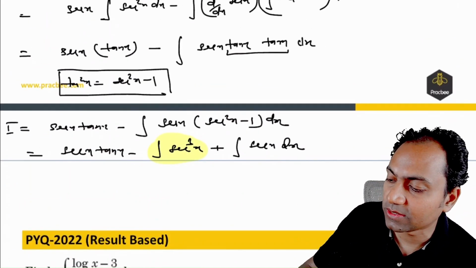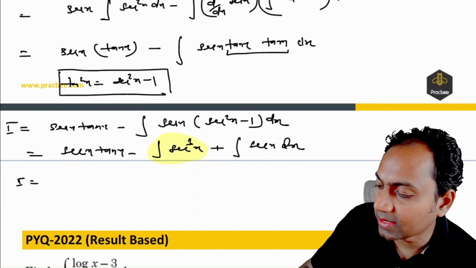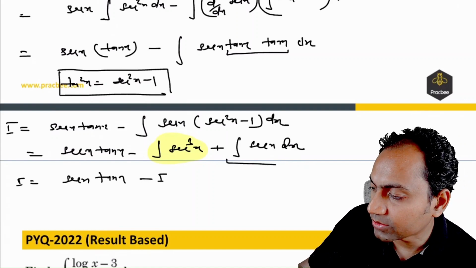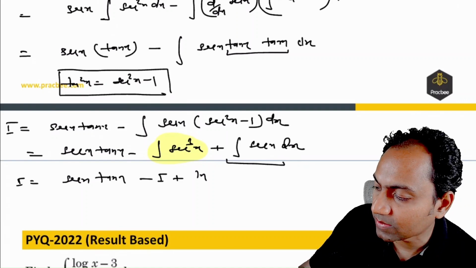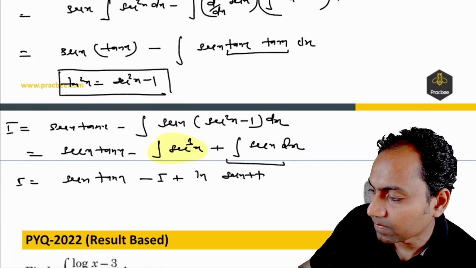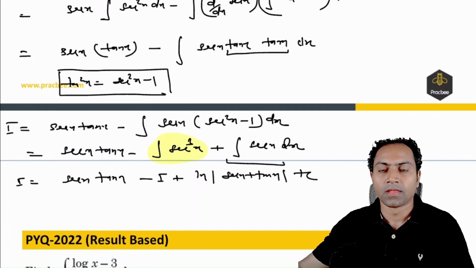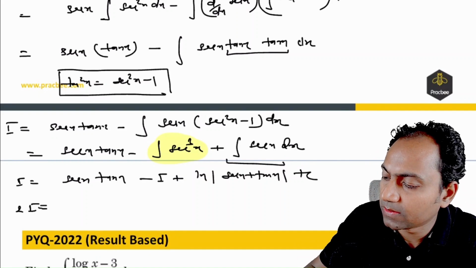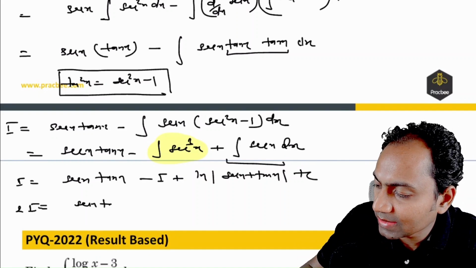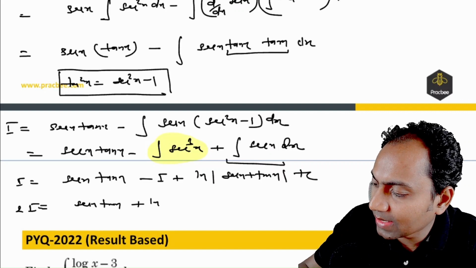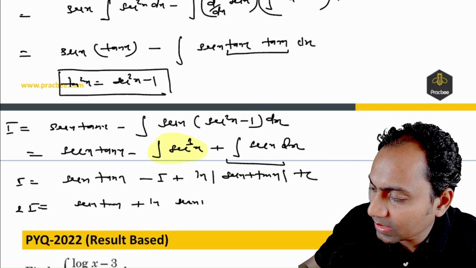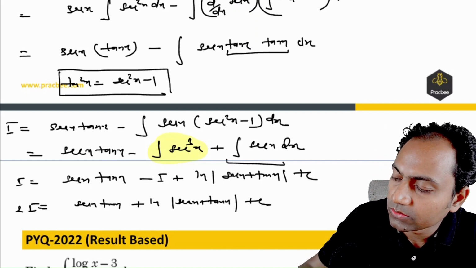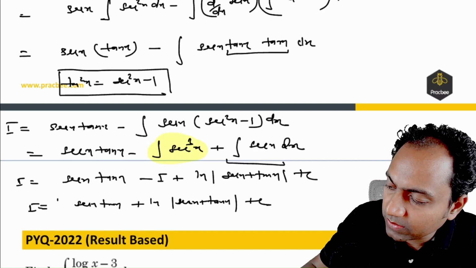This term has regenerated. So what I can do is I can write this again as nothing but I. Integration of sec x we all know is nothing but ln of sec x plus tan x. So if I take my I on the other side, it becomes nothing but 2 times I equals sec x tan x plus ln of mod of sec x plus tan x plus c. Okay. So if I divide it by 2, it becomes nothing but 1 by 2 of the same integral.